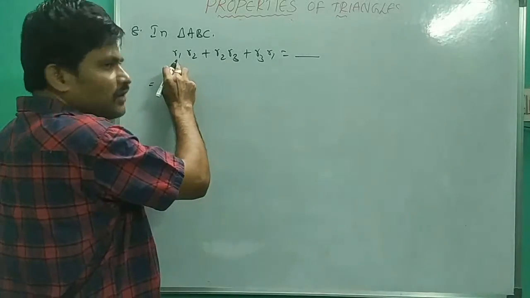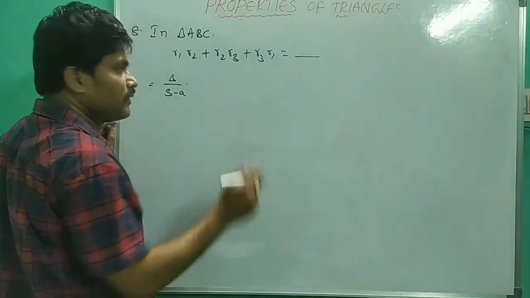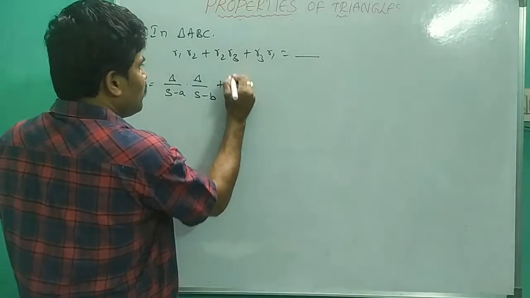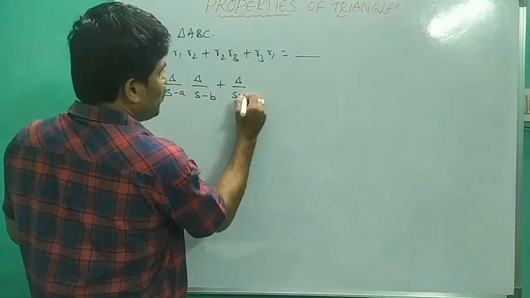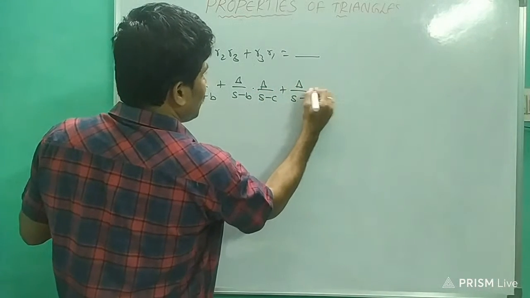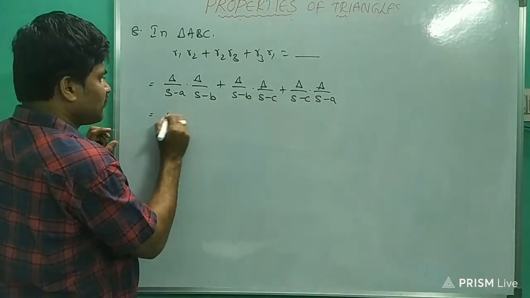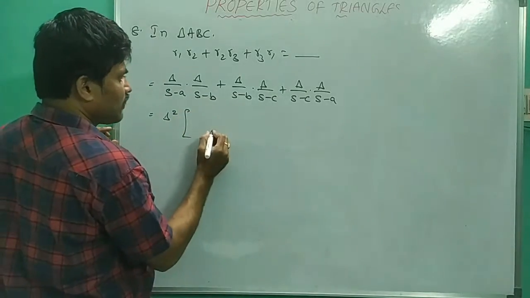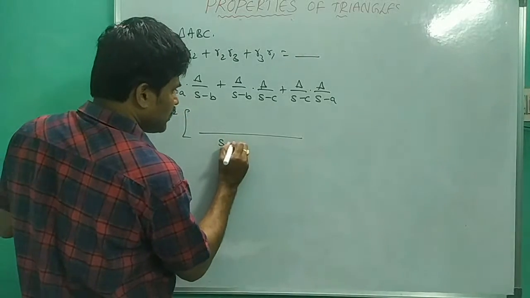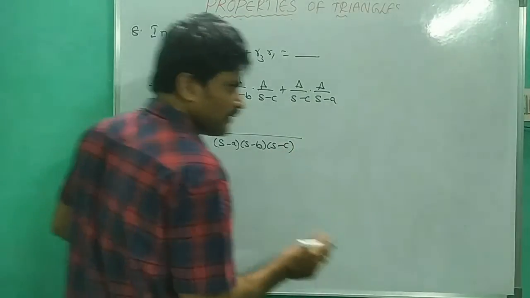So in that one R1 means delta by S minus A, R2 means delta by S minus B, and delta by S minus B into delta by S minus C, delta by S minus C into delta by S minus A. Now here we take common delta square. So in that remaining values we have to take in the denominator LCM is S minus A into S minus B into S minus C.